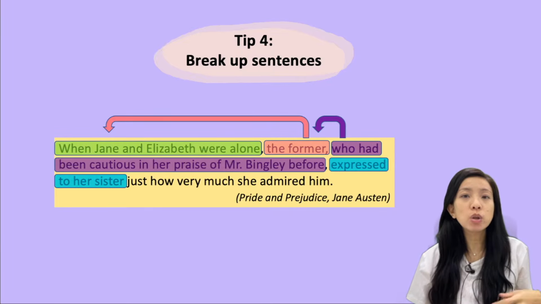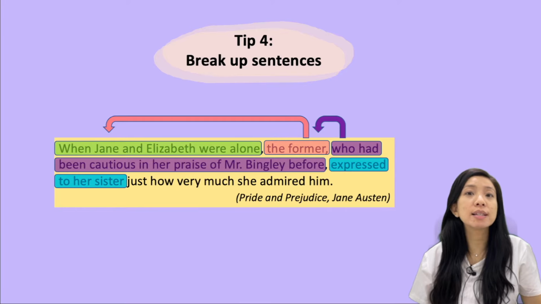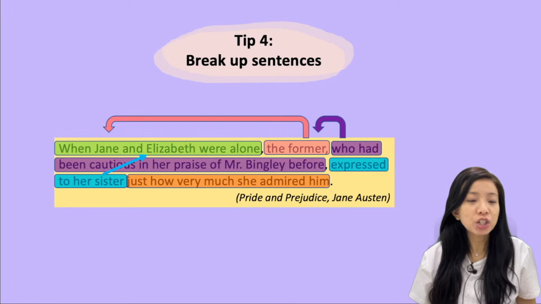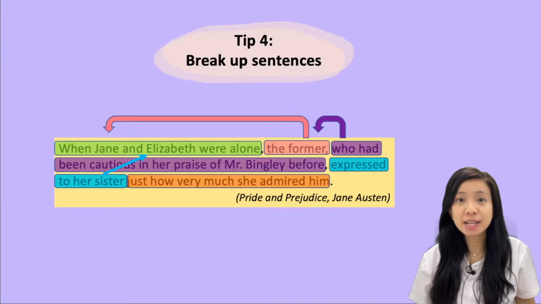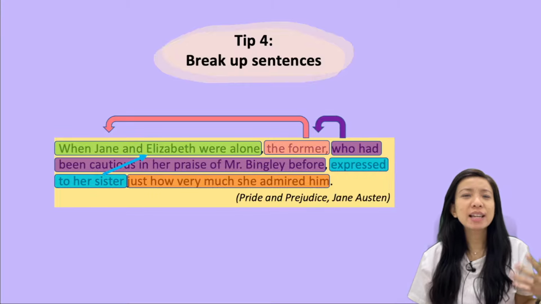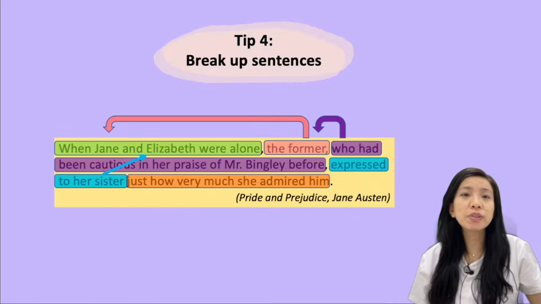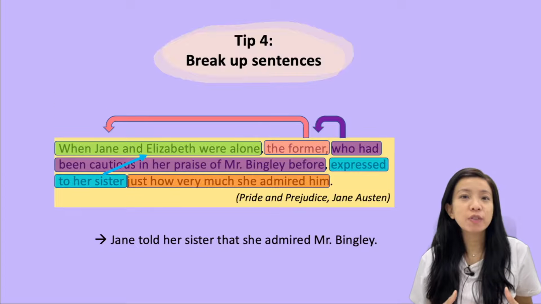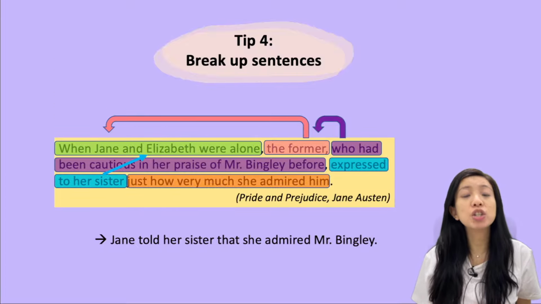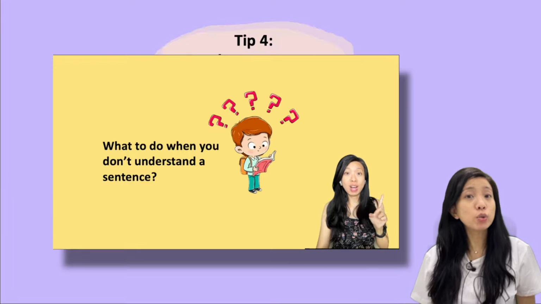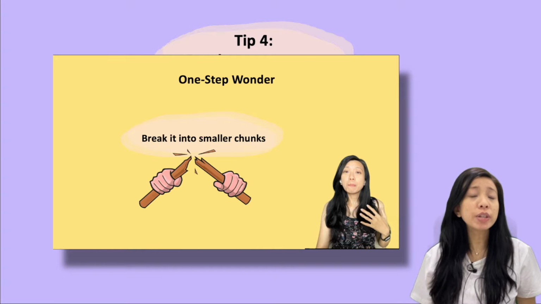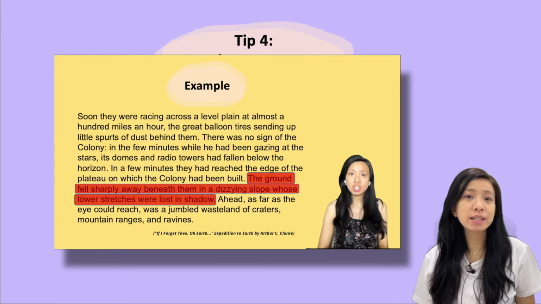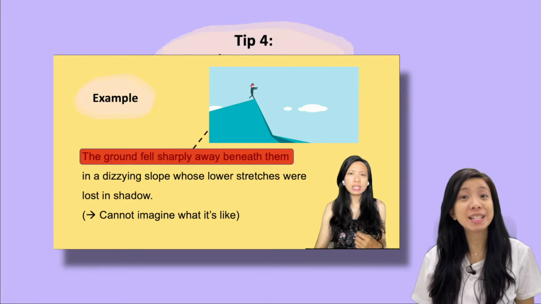The next section is expressed to her sister. So here again we know that Jane was telling her sister something. And her sister refers to Elizabeth. In the last part, just how very much she admired him. So here it's kind of telling us again that Jane is telling Elizabeth how much Jane admires Mr. Bingley. So this is what I understand from the sentence. Jane told her sister that she admired Mr. Bingley. Now I do have another video where I give a more detailed explanation of how you can break up sentences in order to help you understand them better. I'll leave a link in the description box below for you.